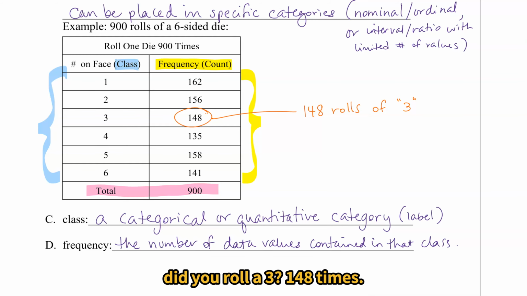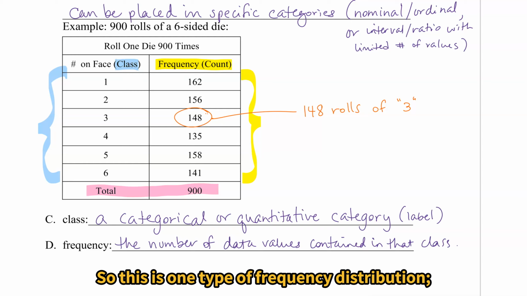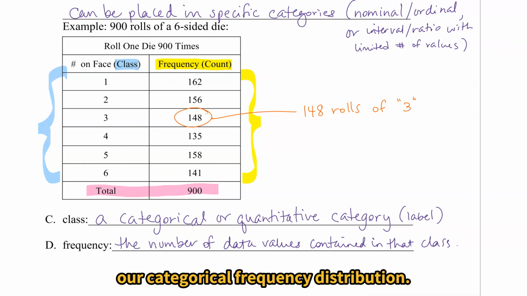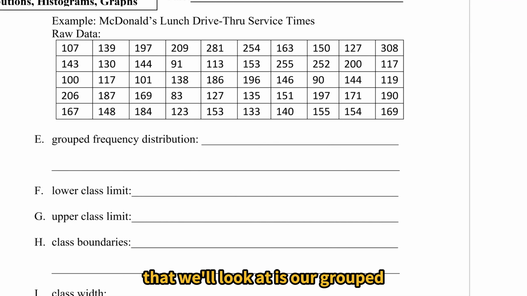How many times did you roll a 3? 148 times. How many times did you roll a 5? 158 times. So this is one type of frequency distribution, our categorical frequency distribution. Our next type of frequency distribution that we'll look at is our grouped frequency distribution.